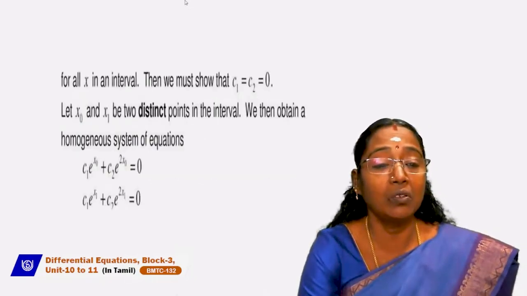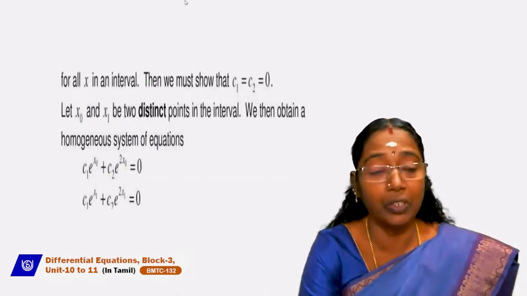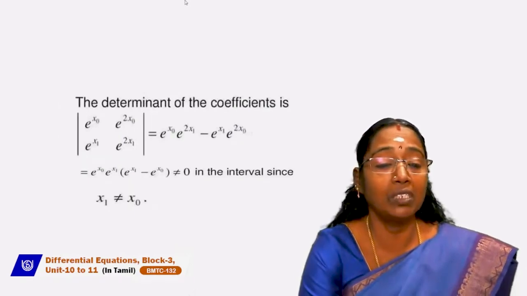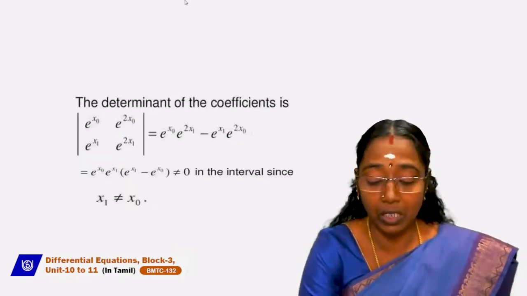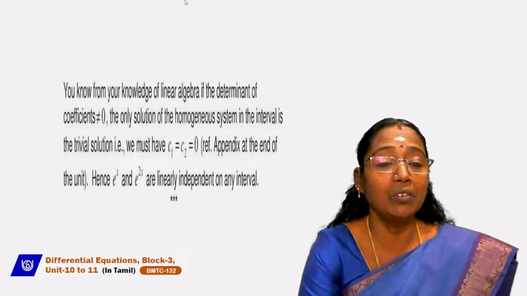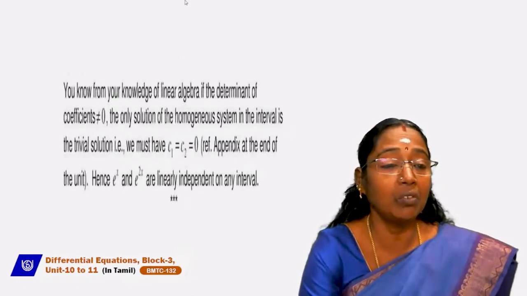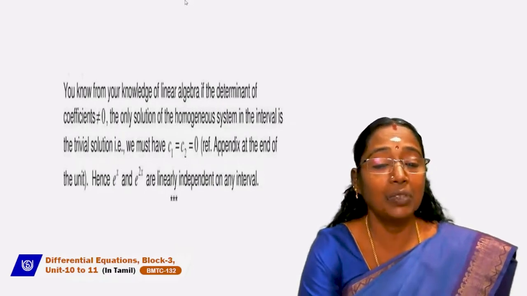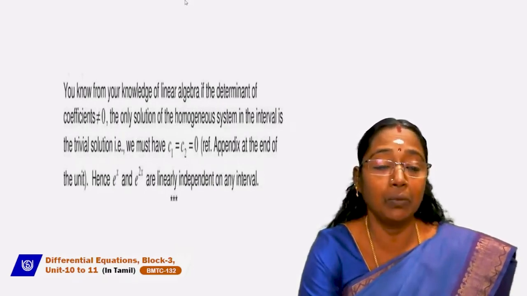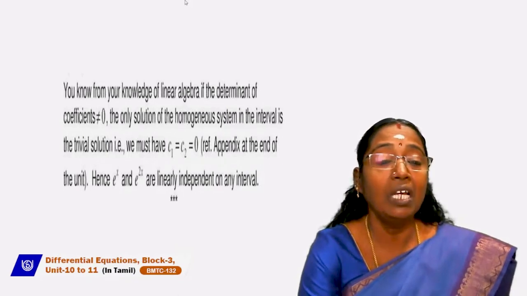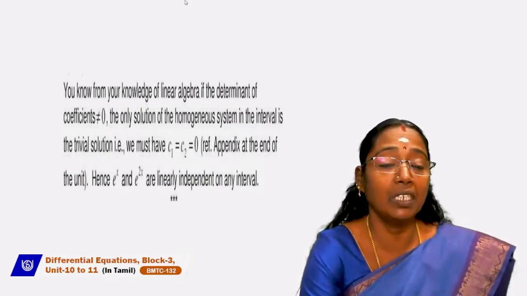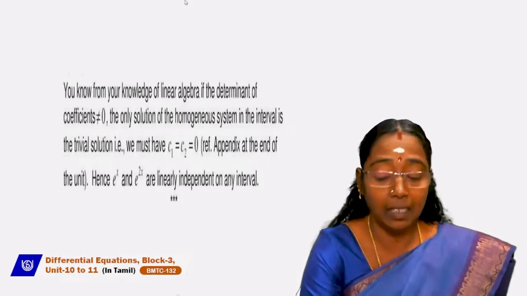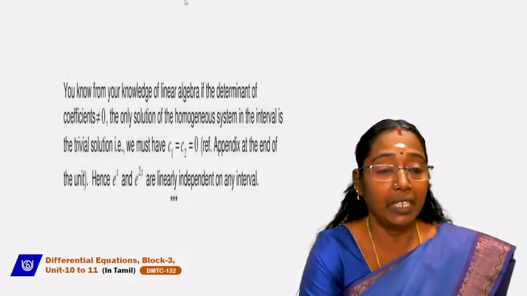Namely, x1 and x0 are taken as two distinct points. Therefore, x1 is not equal to x0, and therefore this determinant is not equal to 0. From your knowledge of linear algebra, if the determinant of the coefficients is not equal to 0, the only solution of a homogeneous system is trivial. That is, we must have c1 equal to c2 equal to 0. Therefore, the given functions, e^x and e^2x, are linearly independent on any interval. This is another way to identify whether the given functions are linearly dependent or linearly independent.